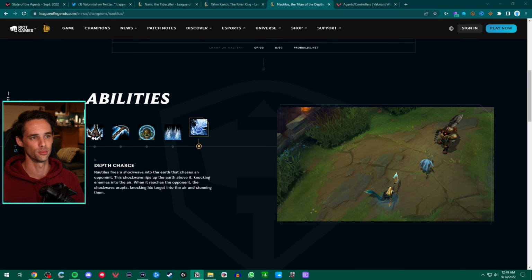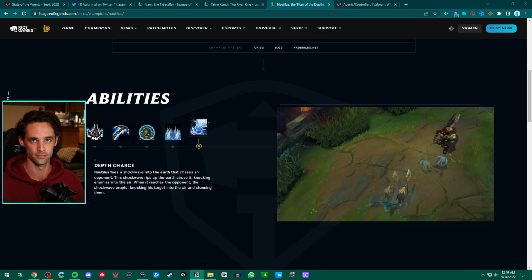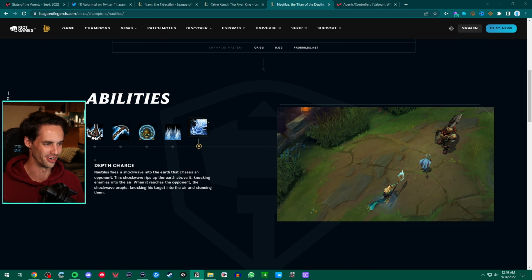Or another idea similar to Brimstone's ult, a big AoE that turns into a whirlpool. So essentially it would be like an Astra gravity well, but giant. That might be a little bit too strong.